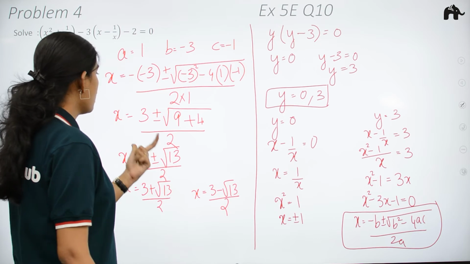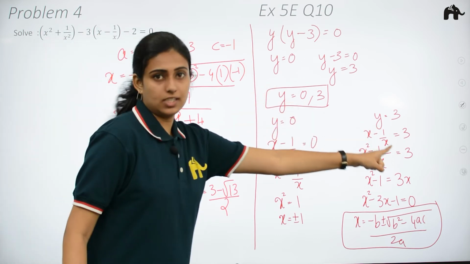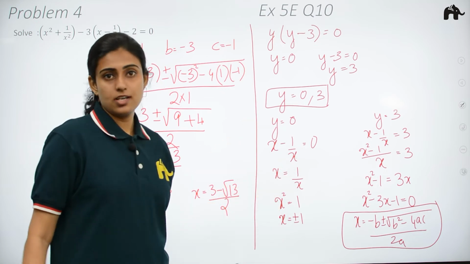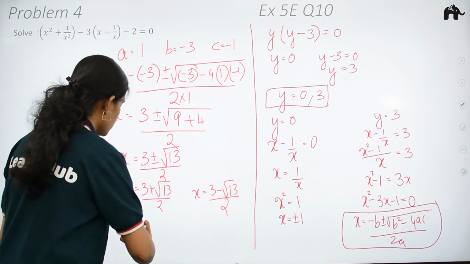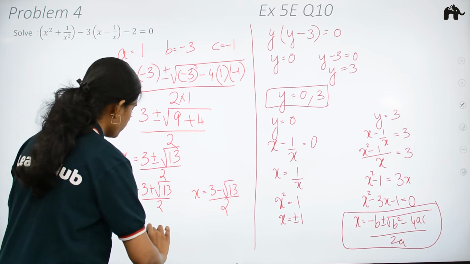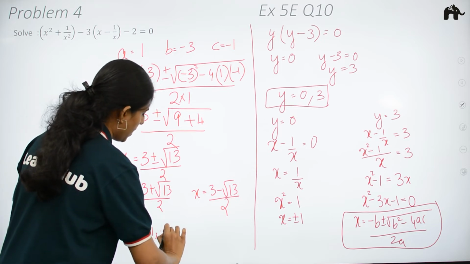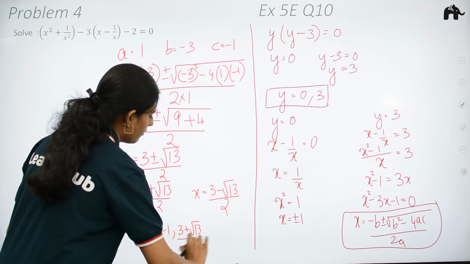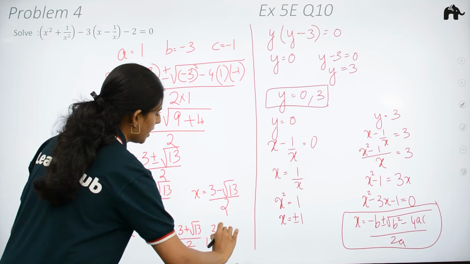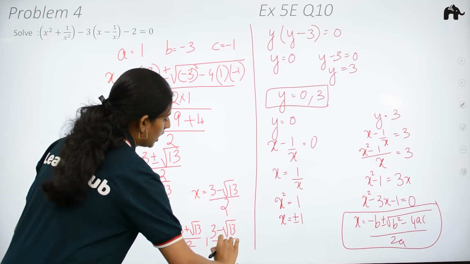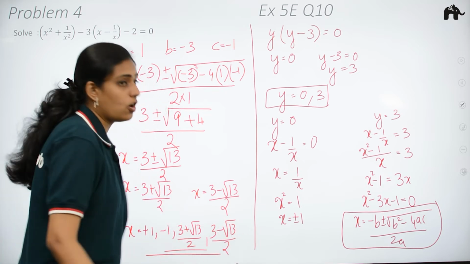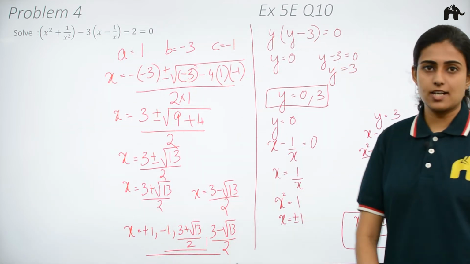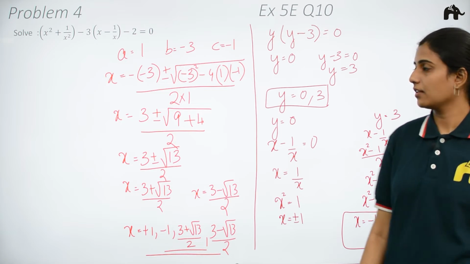When we substitute y is equal to 3, we got two values for x, and when y is equal to 0 we got two values. So, the four possible values of x are x is equal to plus 1, minus 1, 3 plus root 13 divided by 2 and 3 minus root 13 divided by 2. Clear? We got the solution for this quadratic equation. Okay?